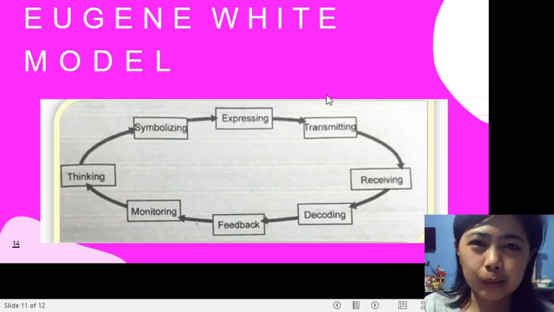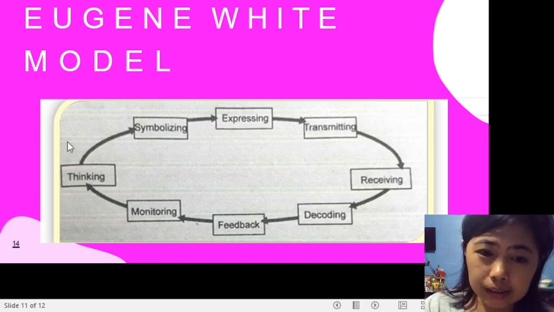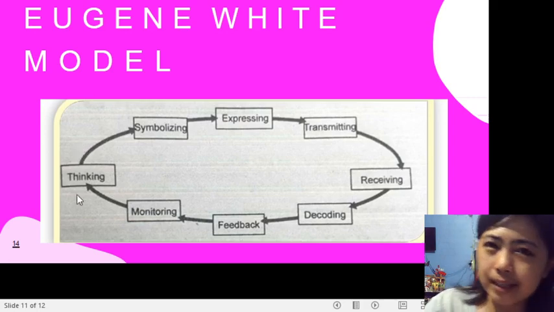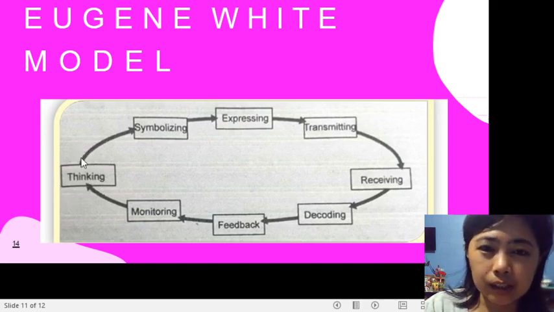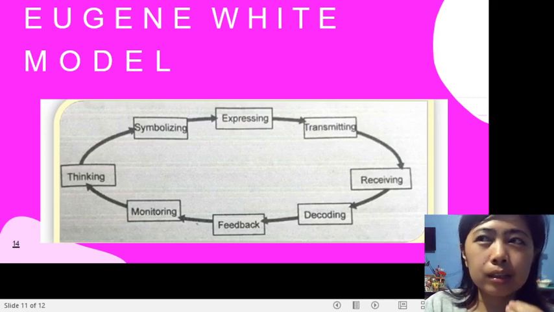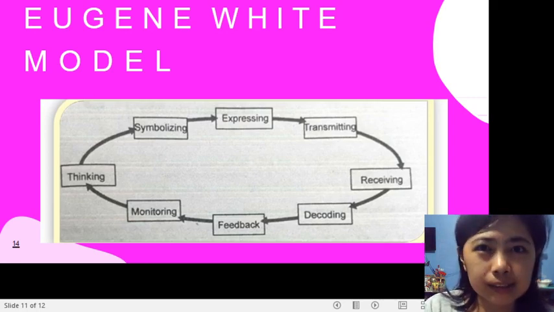Yes, we do have here the figure of the Eugene White model. It states that thinking starts from the speaker. So, thinking of ideas, what message. Then symbolizing, so he thinks of symbolism, how to deliver this with the verbal and the non-verbal cues. How can I hook the attention of my audience? So it's like the encoding part from the elements of communication.